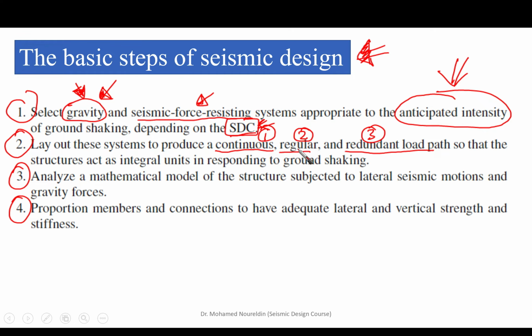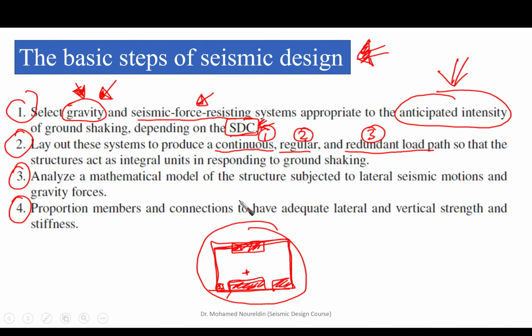And number 2, regular, means that whenever we have a plan, for example, our lateral force resisting system should be regular. If we're going to put here a shear wall, for example, then we need to put here a shear wall with the same strength. But if I'm going to put another shear wall here, and another column here, for example, then I increase the strength here, but actually the center of rigidity has been shifted to this point. Okay, and this means that my layout is not regular. So this is the number 2 requirement.